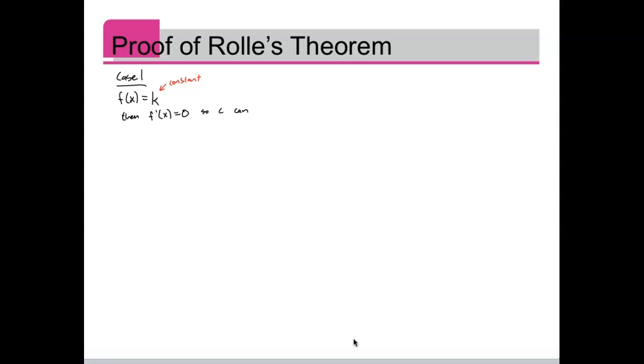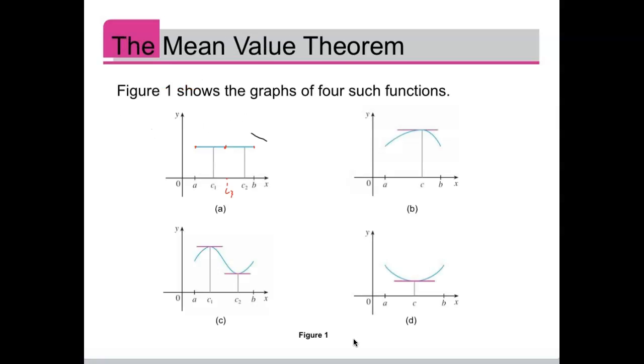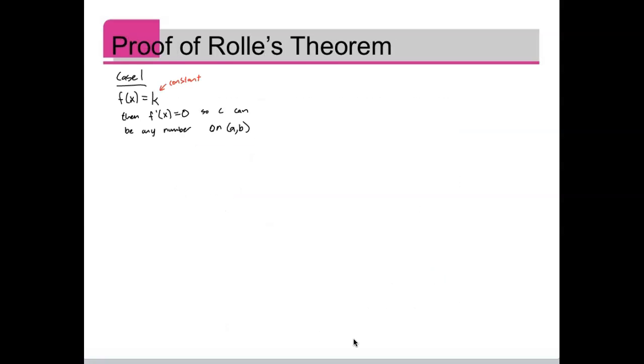So c can be any number on the interval from a to b. Right? We saw that in the graph. If you have a constant, it's already just a horizontal line, so the derivative is 0 everywhere, so c is any value on that interval. All right, case 2.